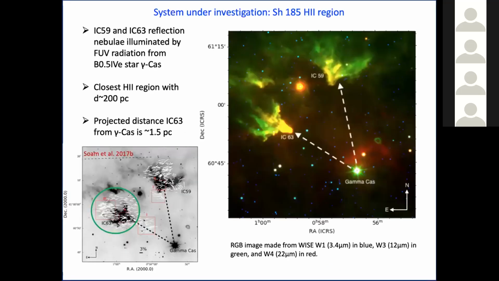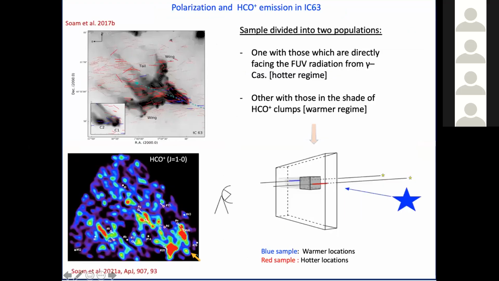So we started the investigation of this H II region, Sh2-185, where we had lots of R-band polarization measurements, and also V-band polarization measurements from BG's 2013 work and my 2017 work. This is a very close H II region, the closest being 200 parsec. The two nebulae, IC59 and IC63, are illuminated by the B-type star gamma Cas, at a projected distance of 1.5 from the star.